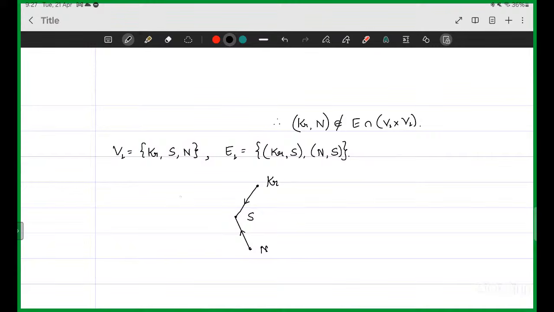So G1 is a directed graph. And is that the correct answer? Yes, a directed graph. Right.